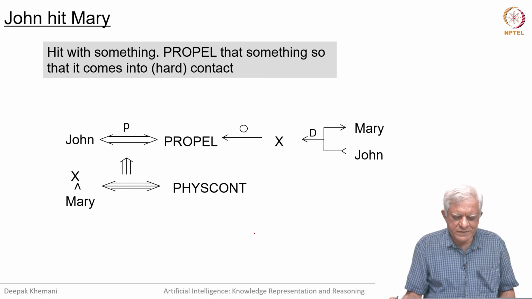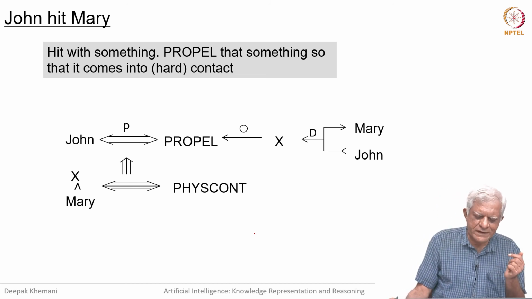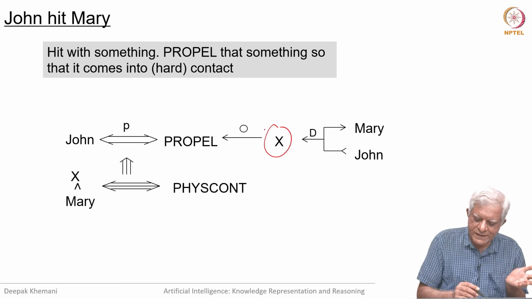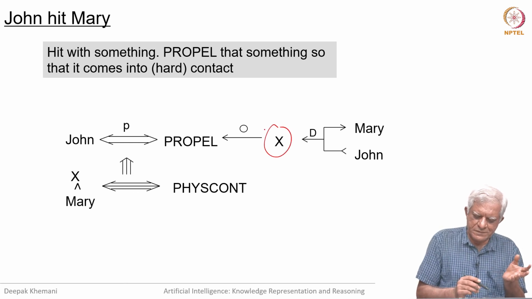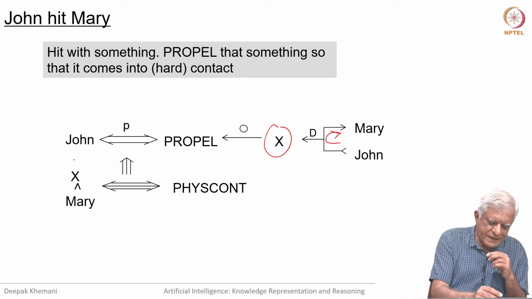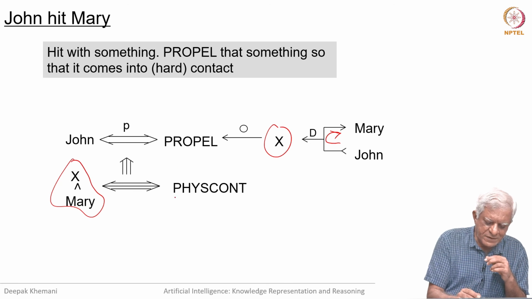John hit Mary. We have been using the word hit, but you can use propel now. We do not know hit with what. So, we are just using something called x in the direction of Mary. As a result of which x and Mary come into physical contact.